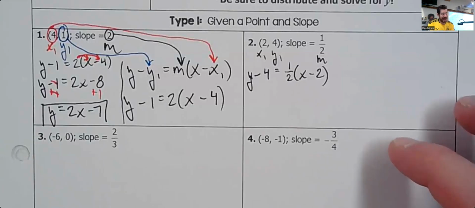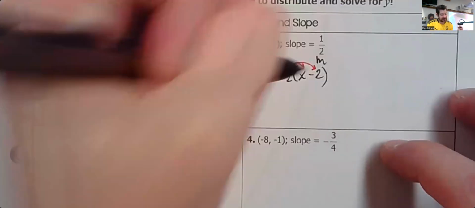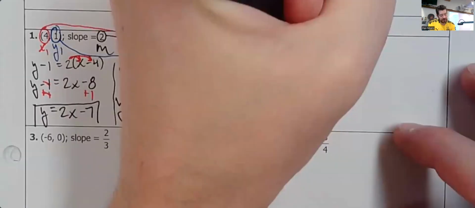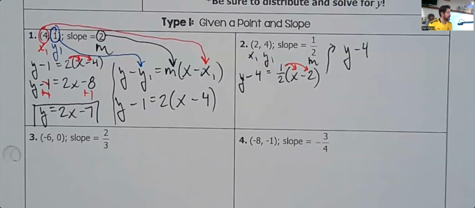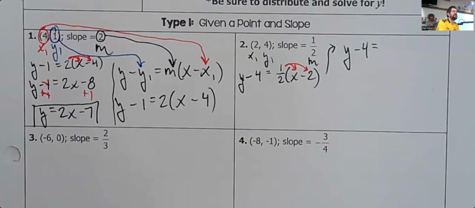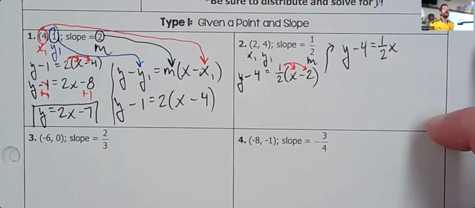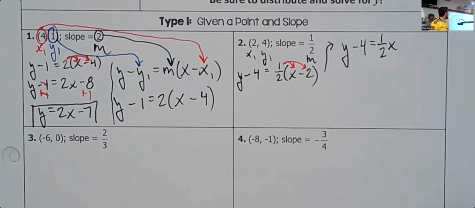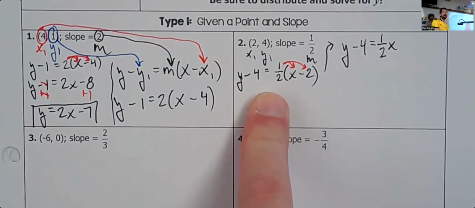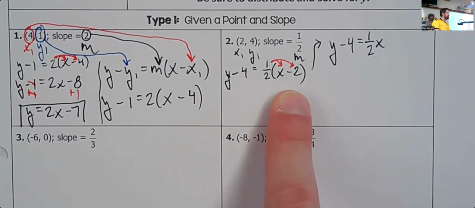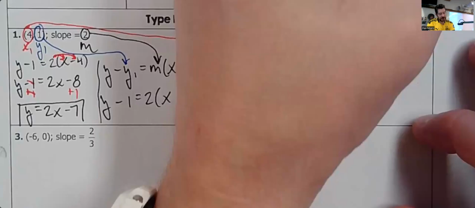So if you distribute 1/2 to the x and to the negative 2, it's going to go up here. That'll be y minus 4 equals, what is 1/2 times x? 1/2 x, yeah. 1/2 times x is 1/2 x. No, we're not going to use decimals because this fraction is the slope, and slope is best used as a fraction. So we're never going to convert slope into a decimal. Good question. All right, and then 1/2 times negative 2. Negative 1, yeah. So 1/2 x minus 1.